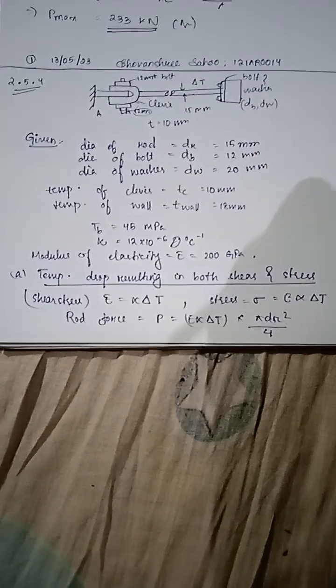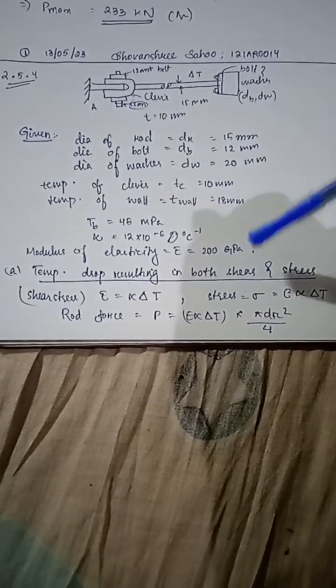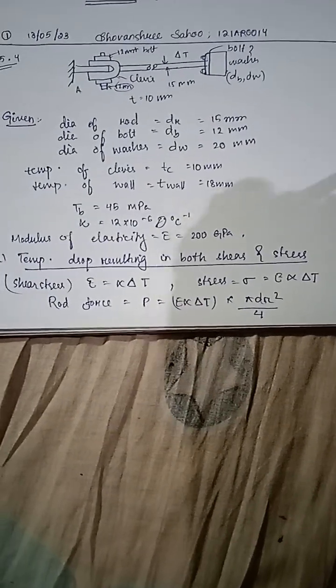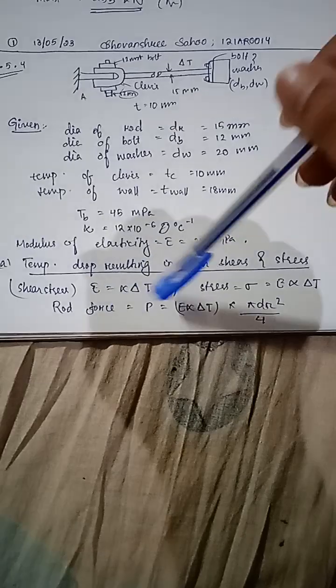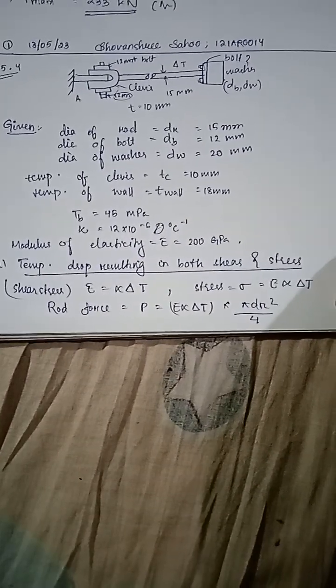Temperature drop resulting in both shear and stress: strain e is equal to alpha del T, and stress sigma is equal to E into alpha into del T. Rod force P is equal to E into alpha del T into pi dr square by 4.